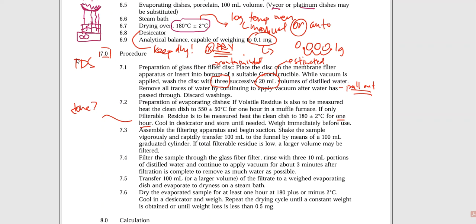So it says cool them in a desiccator until they are needed, and then weigh them immediately before use. So we try to pre-clean these already. The time that you walk into the lab, this is already going to be done for you. These dishes are going to be in a desiccator. They're going to be ready to go, so that way you can just grab one. But when I say grab one, be careful.